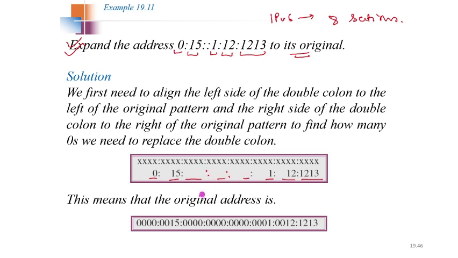Here one section is 0, so 4 zeros should be there because 4 hexadecimal numbers should be there. If it is 15, only 2 hexadecimal numbers are there, so zeros will be padded because 4 hexadecimal numbers should be there. Similarly, here 4 is there. Here 2 is there, so 2 extra will be added. Here 1 is there, so 3 extra are needed. Similarly, 5 sections are completed. Now the next 3 sections will be all zeros. So this will be the original value.